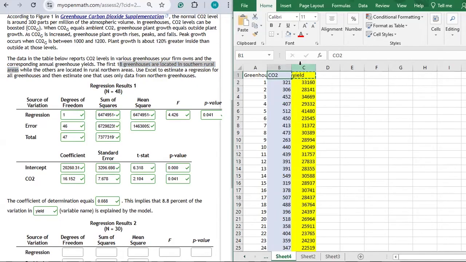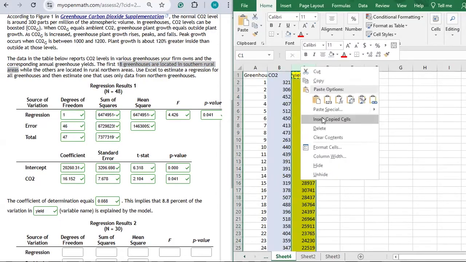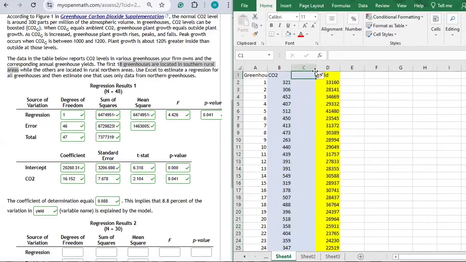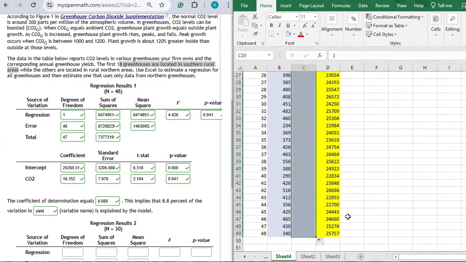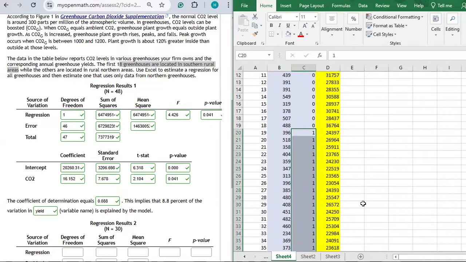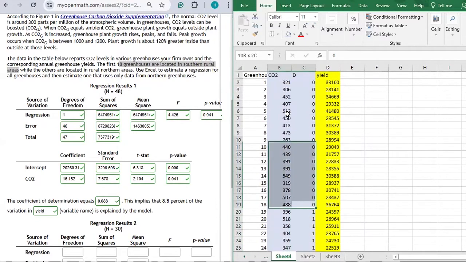So what I'm going to do is insert a column here. I'm going to call it D. We're going to have D equal 0 for the first 18, and then we're going to have D equal 1 for the rest. Where D equals 1, it's a northern greenhouse. Where D equals 0, it's a southern greenhouse.